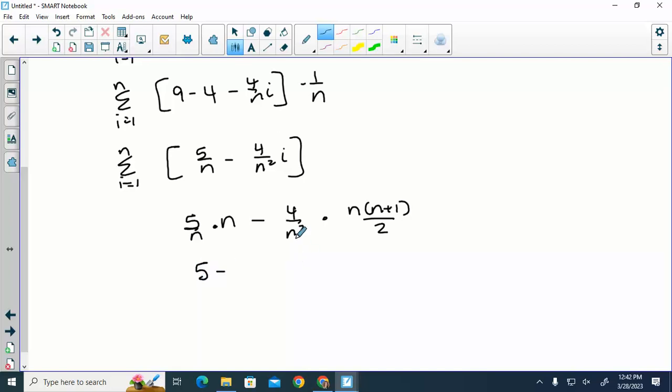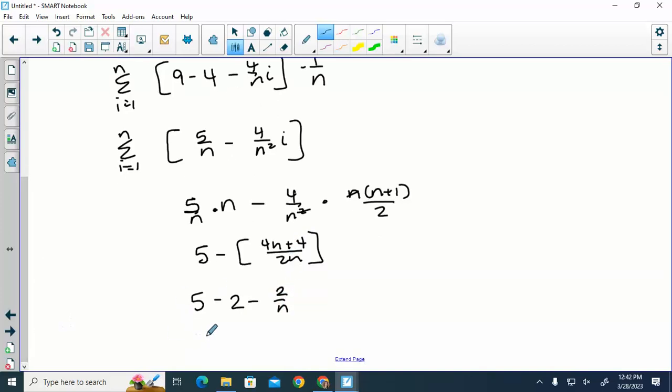So I get 5 minus, I can cancel an n. So this would be 4n plus 4 over 2n. So I get 5 minus 4n over 2n minus 4 over 2n would be 2 over n. So this simplifies into 3 minus 2 over n.